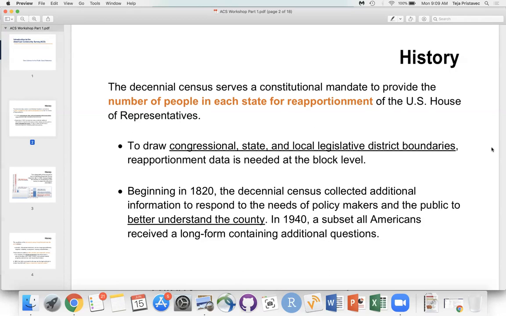And I'll go into the hierarchy of census geographies later. But basically, a census block level is a very, very small grouping of people. So it's very geographically granular. In the 1820s, they also started to collect additional information with the census. So they didn't just count you, right? But they also asked you a bunch of questions to also better understand the population.